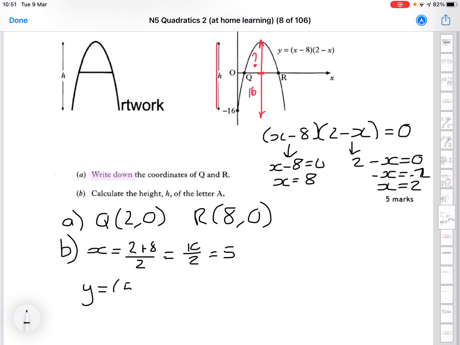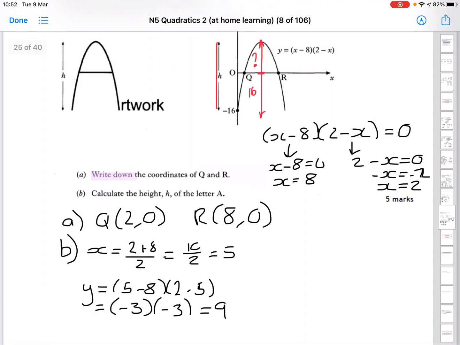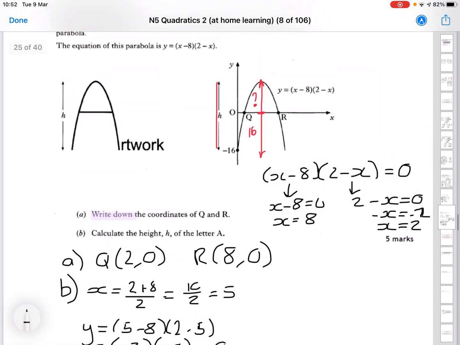So we're going to have 5 minus 8 and then 2 minus 5. So you pop that into the equation instead of x. So 5 minus 8 is minus 3. 2 minus 5 is also minus 3. Minus 3 times minus 3 is 9. So this turning point coordinate is 5, 9.